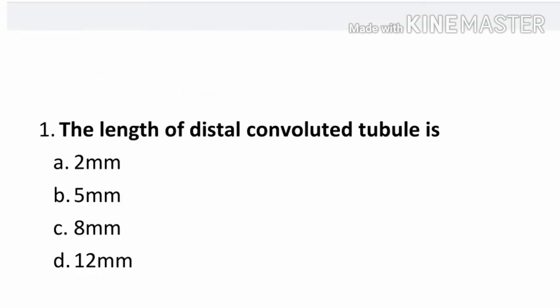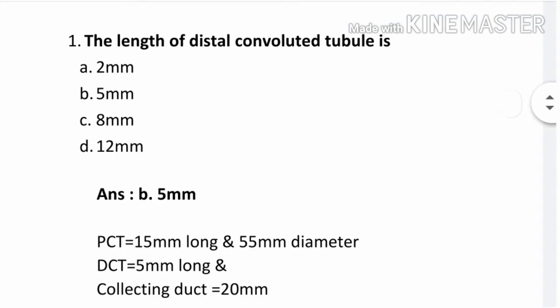Let's begin. Question number 1. The length of distal convoluted tubule is option A 2 mm, option B 5 mm, C 8 mm, D 12 mm. The correct answer is B 5 mm. The length of DCT is 5 mm, the length of PCT is 15 mm, and the length of collecting duct is 20 mm.